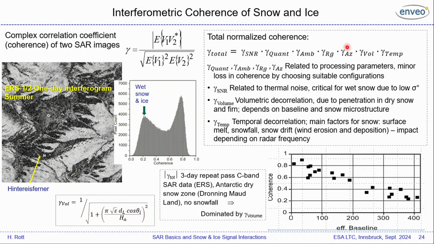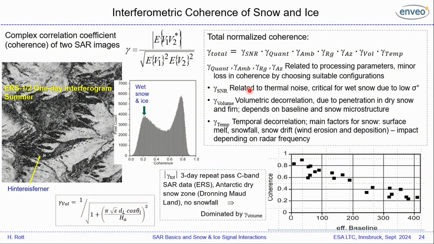This decorrelation with adequate processing. Then we have volumetric coherence and temporal. Temporal is due to changes of the properties of the target, of the object, like wind drift, for example, snow accumulation and whatever. And signal to noise is, of course, if the signal gets closely to the noise floor or maybe even below.